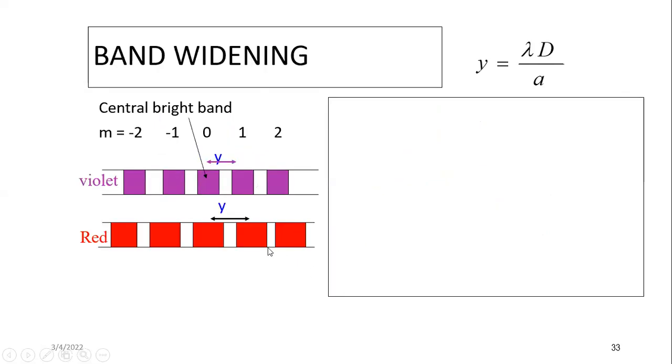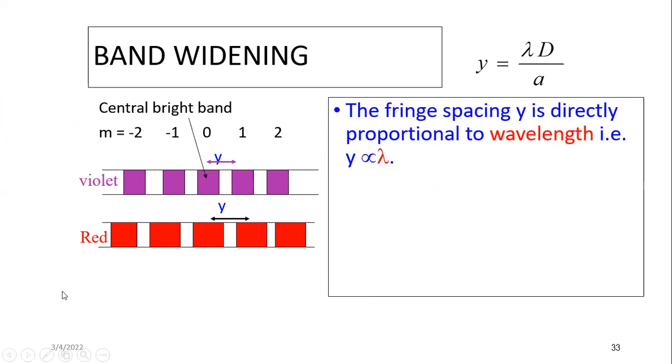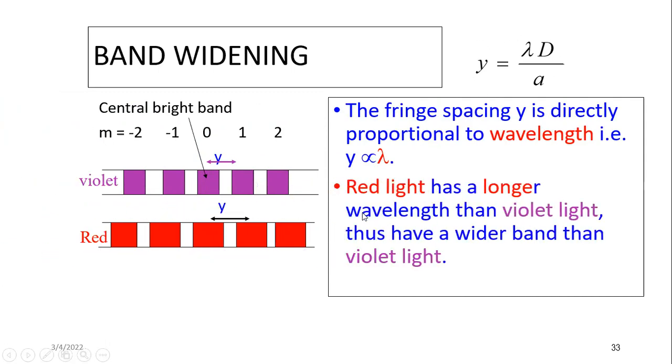Okay, same thing. This is to show you that's m equals 0, m equals 1, m equals 2. Right? The dark one is at the center here. Sorry, I should use color, forgotten to use dark. Right? There's your violet, there's your red. Fringe spacing Y is directly proportional to wavelength. You can see from here. The red band has a longer wavelength than violet light, thus has a wider band than violet light.